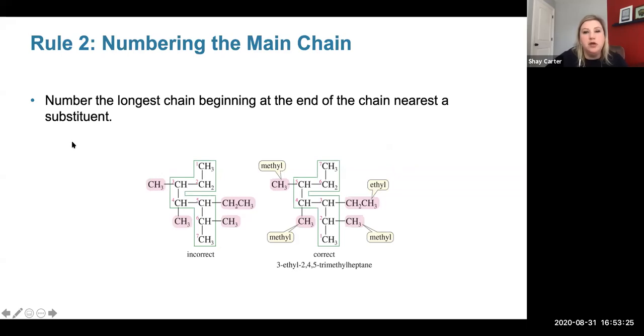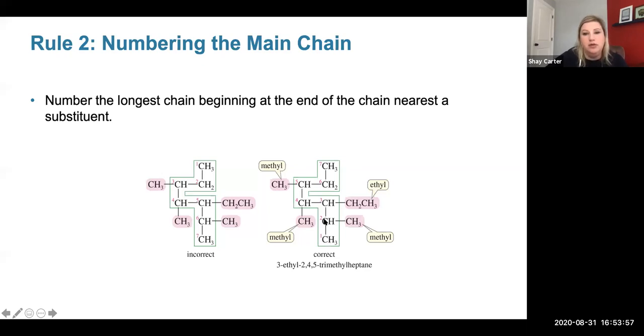Number the longest chain beginning at the end of the chain that is nearest a substituent. Okay, so we have 2 options here. We can start numbering at the top, or we can start numbering at the bottom. If we start numbering at the top, 1, 2, 3, we come to our first substituent at carbon number 3. If we start numbering at the bottom, 1, 2, we bump into a substituent on the 2nd carbon. So we definitely want to start at the bottom.